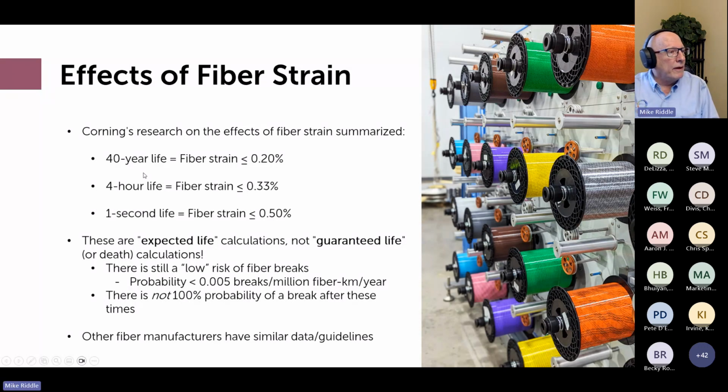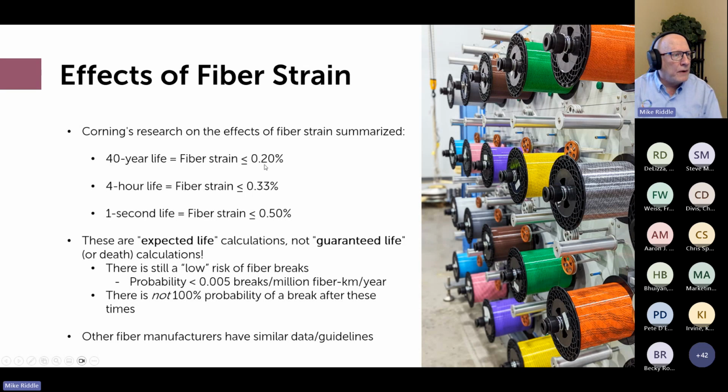What if you don't need a 40-year life? Well, if you only need a 4-hour life, you can let fiber strain go to 0.33%. And if you only want a life of 1 second, you can go up to 0.5%. Now, these are expected life calculations, which means they're basically a probability and statistical mathematical calculation. This does not guarantee your life.